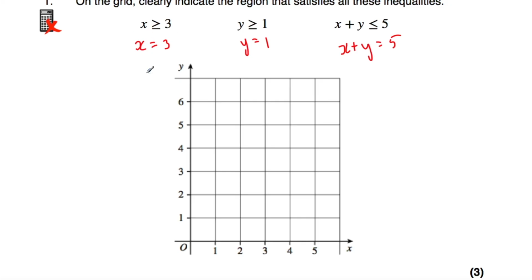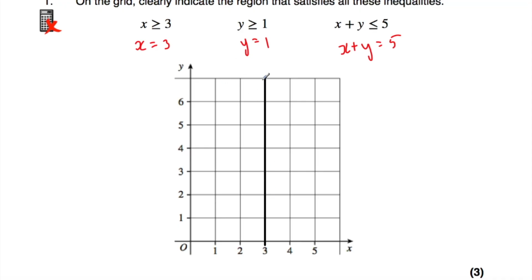So let's start off with this one here, x is equal to 3. It's a vertical line that passes through 3 on the x-axis, because for instance 3, 0, 3, 1, 3, 2, 3, 3, 3, 4, even 3, 4.5, all those points have an x coordinate that's equal to 3. So let's draw that line. That's the graph of x equals 3.